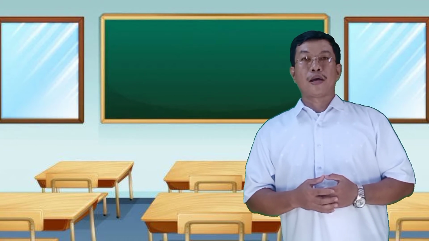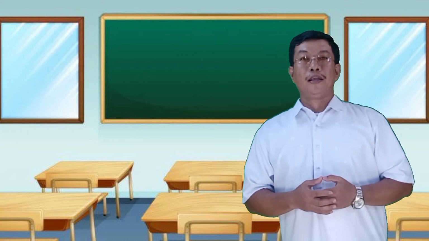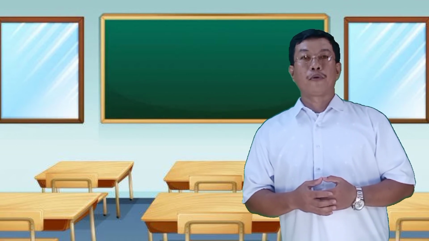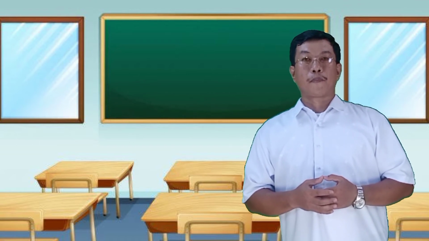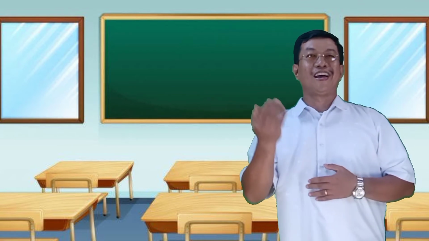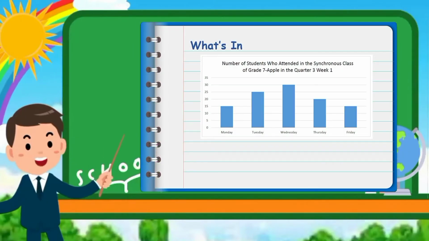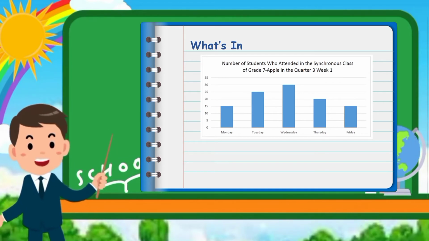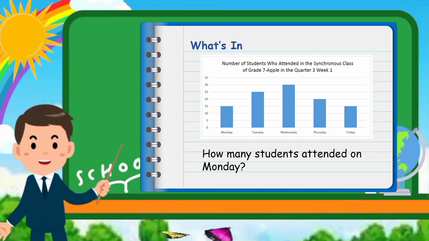But before we discuss our lesson for today, let's see how well you remember the previous lesson about how to use the appropriate graphs to represent or organize data. Let's try what's in activity. The figure represents the number of students who attended the synchronous class in grade 7 Apple in quarter 3 week 7. Here is question number 1. How many students attended on Monday?